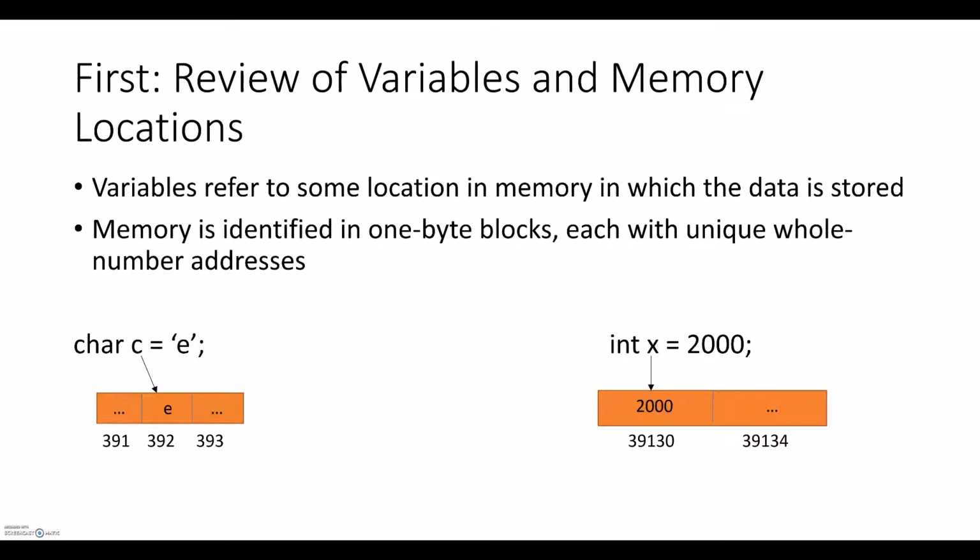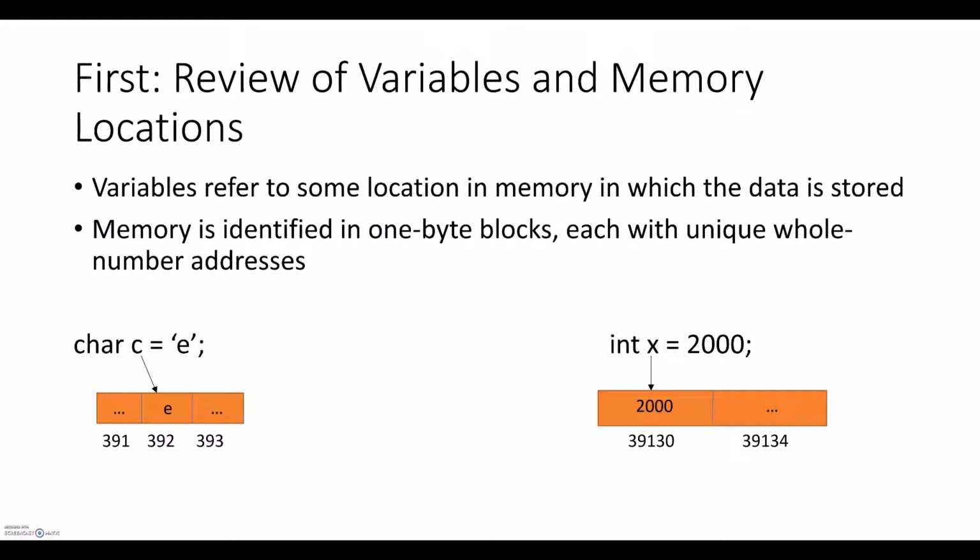When variables are created, the operating system typically chooses the location in memory for it to refer to. We have two examples here. First, I have char C, which is set to the letter E. A char is 1 byte large. In this case, C refers to memory location 392, and the char E is placed there. In reality, the number 101 is placed there since all chars are actually numeric, and E's ASCII value is 101.